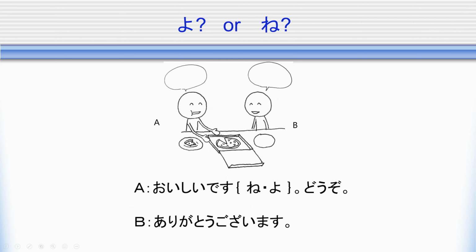How about in this situation? So here A-san has been eating and is offering some to B-san, who hasn't had any yet. おいしいです. Should I use ne or yo? That's right, we want to use yo because we are offering something to B-san that they have not experienced before. They haven't eaten the pizza yet. So we are telling them new information. It's delicious. So, おいしいですよ. どうぞ. And then B-san can say, ありがとうございます.